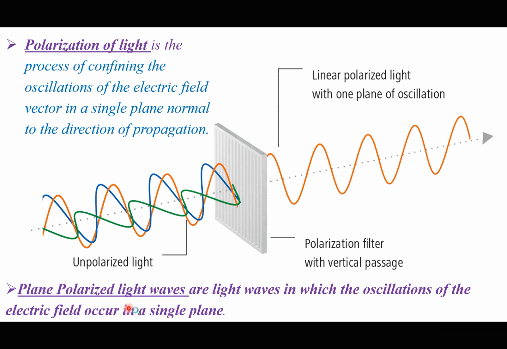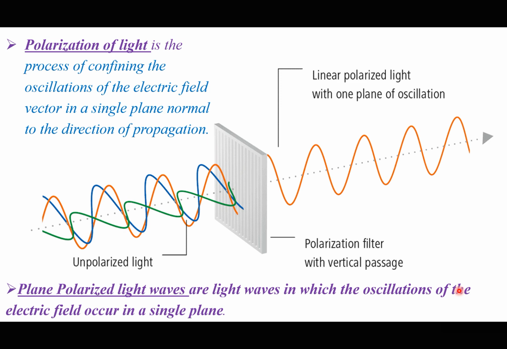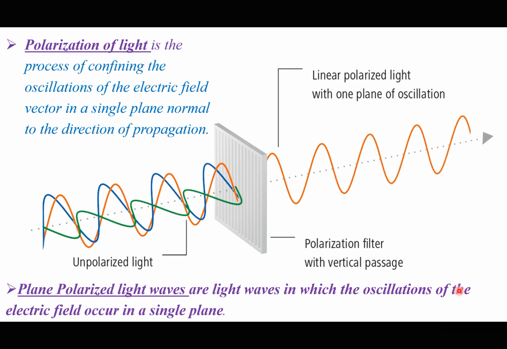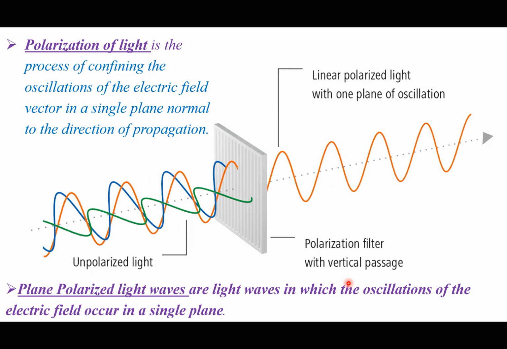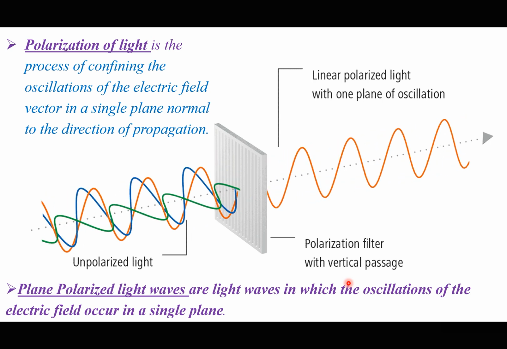Plane polarized light waves are light waves in which the oscillations of the electric field occur in only one single plane. All the oscillations of the electric field vector in several other numerous planes are cut off, and vibrations of the electric field vector only occur in one plane. So we shall be having what we call plane polarized light. The oscillations of the electric field vector occur in only one plane or in a single plane. That's what we mean by polarization of light or plane polarized light.